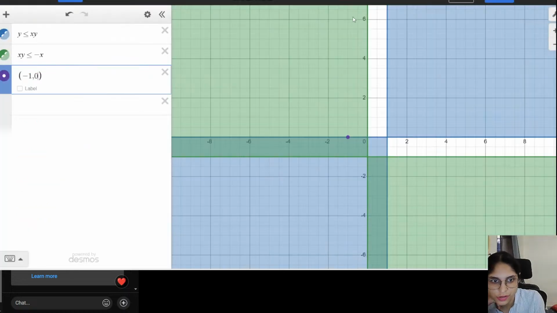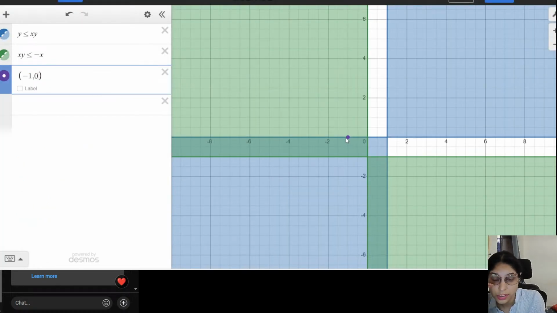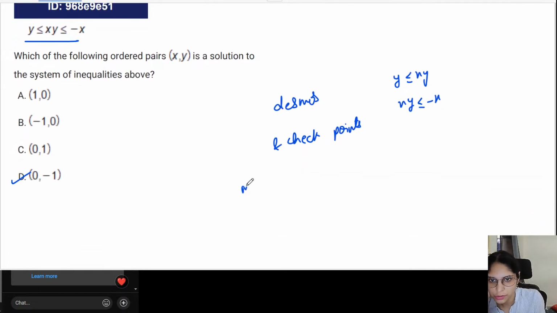Which one do I choose? Going to the left. Okay, (-1, 0). It should be option D because it is right over here. Yeah, so Desmos is also not very helpful, so we'll try method 2.